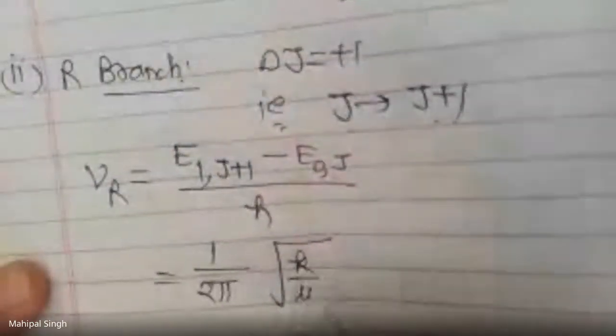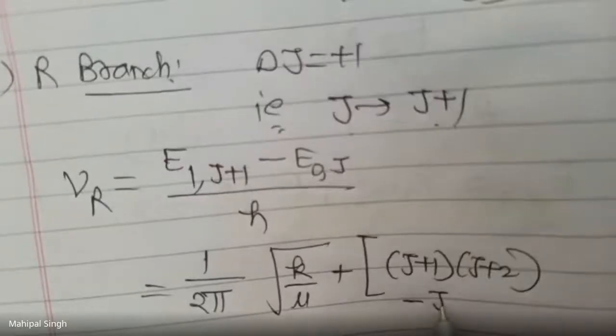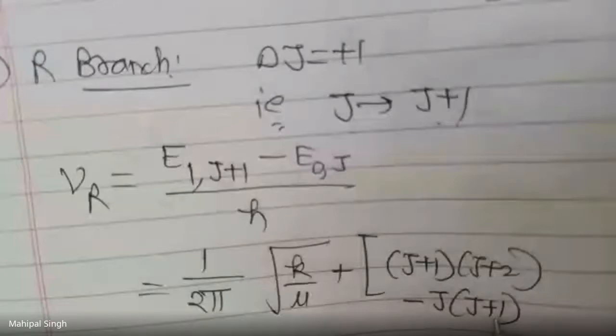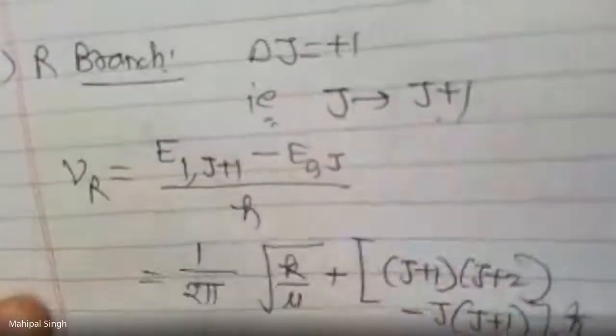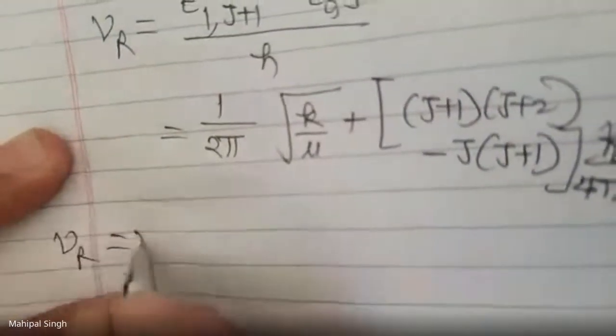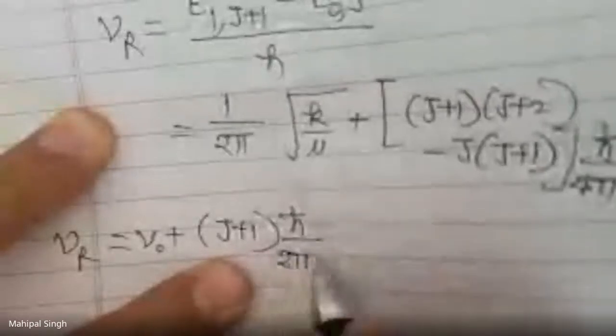equal to 1 upon 2 pi square root of k upon mu plus (J plus 1)(J plus 2) minus J(J plus 1), h cross upon 4 pi I, equal to nu r equal to nu 0 plus (J plus 1) h cross upon 2 pi I, where J equal to 0, 1, 2, 3 and so on. This is equation number 17.